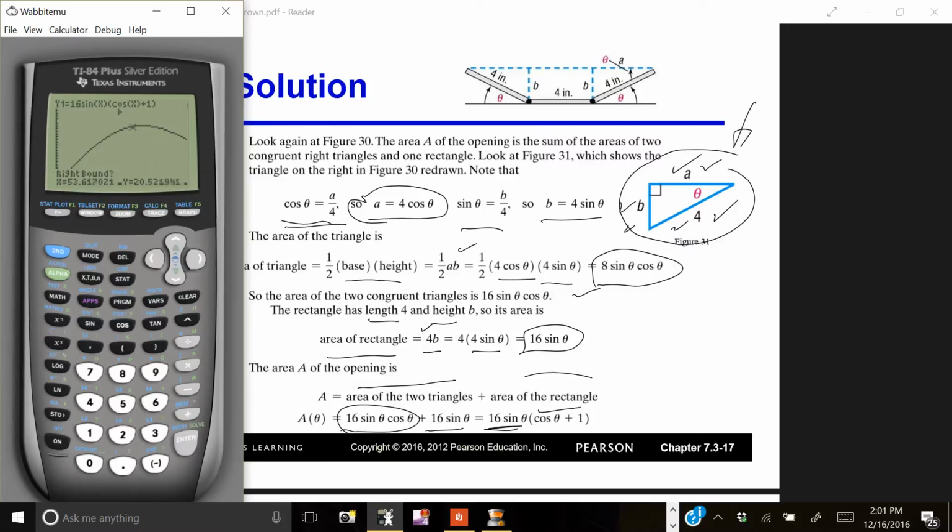the cursor over to the right. Hit enter. And when it asks for a guess, you just hit enter. And it says the maximum occurs if you pick 60 degrees. And the maximum is 20.78.